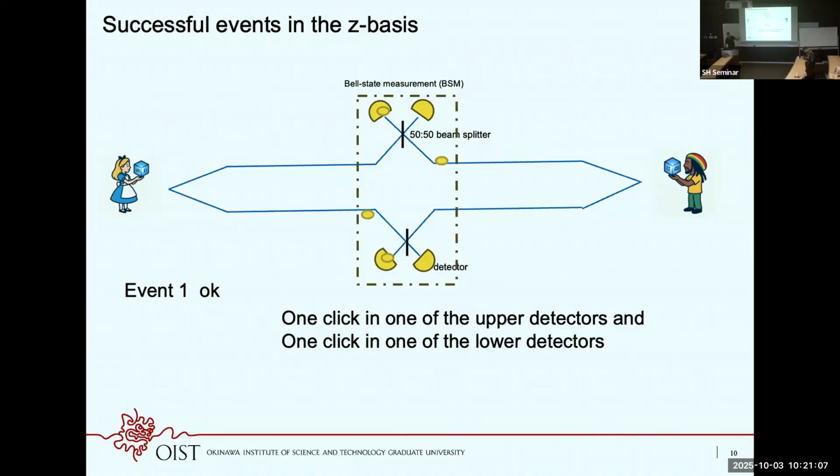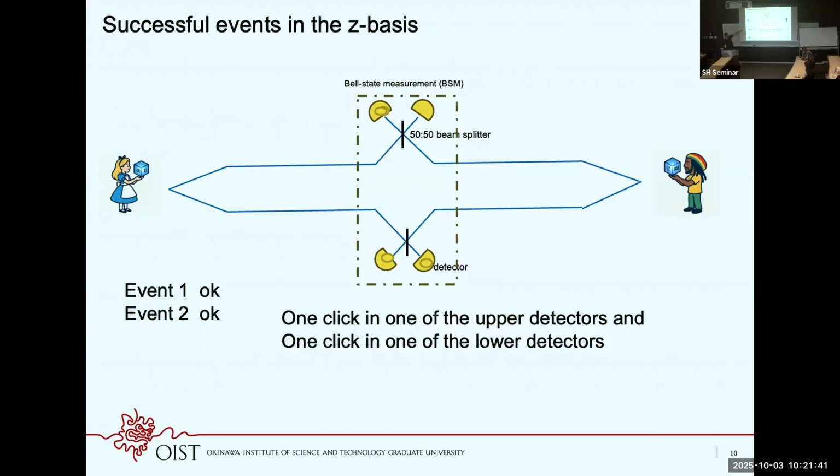And then, for example, they can send more states. So event 1 was successful because we have one click there and one click on the lower part, and event 2 is also successful. Okay, so that's the way we define successful events. You might wonder, okay, but what about Charlie? We have to assume there is a guy in the middle that might know something about the key, because of course he's there.